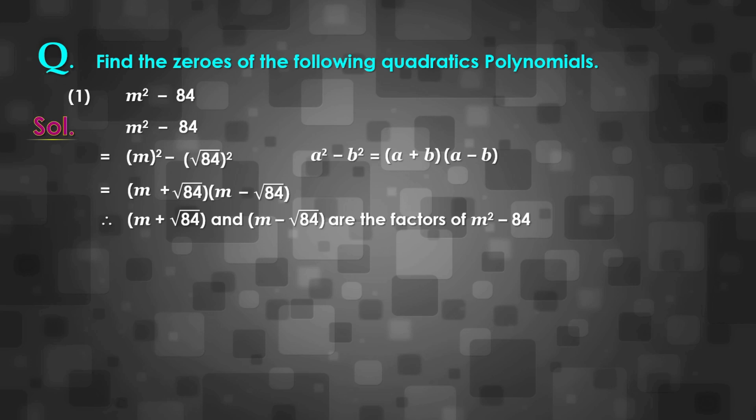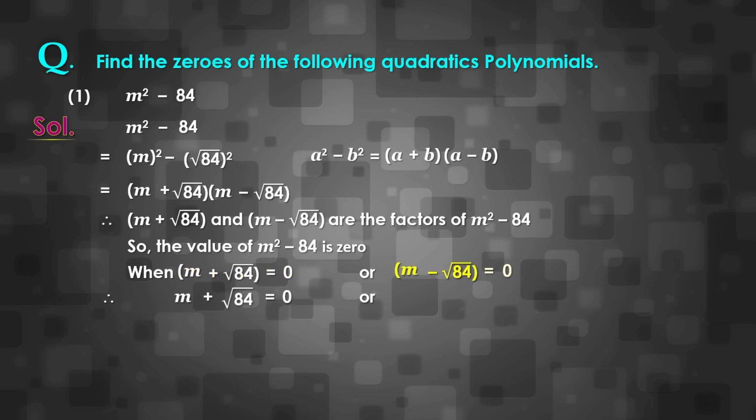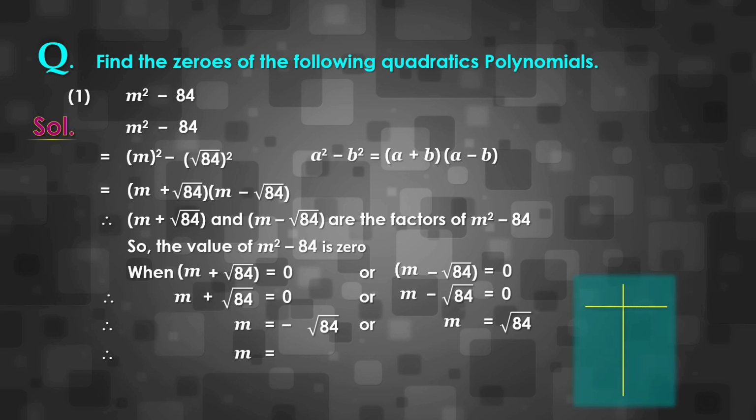To find the zeros, we equate each factor to 0. First, m plus root 84 equals 0. This gives m equals negative root 84. Second, m minus root 84 equals 0. This gives m equals root 84. Now we simplify root 84. 84 can be written as 4 multiplied by 21. So root 84 becomes 2 root 21. Therefore, the zeros of m square minus 84 are 2 root 21 and negative 2 root 21.